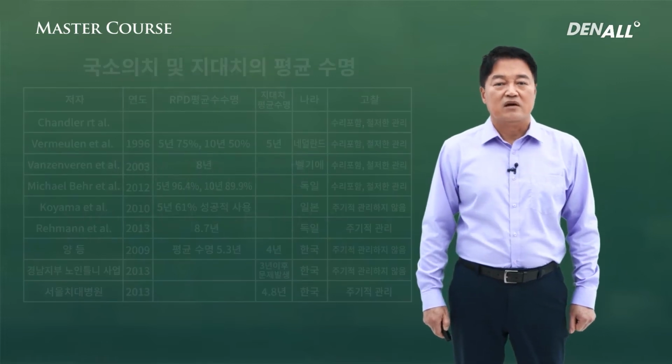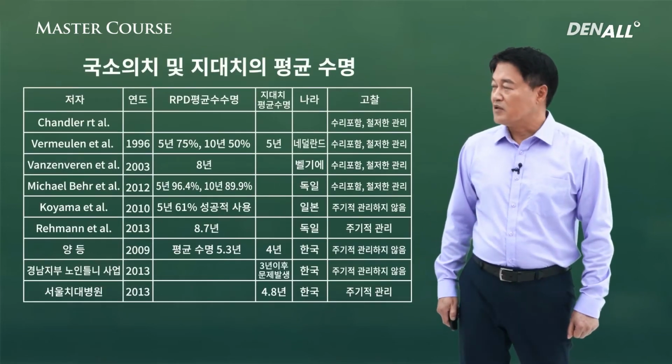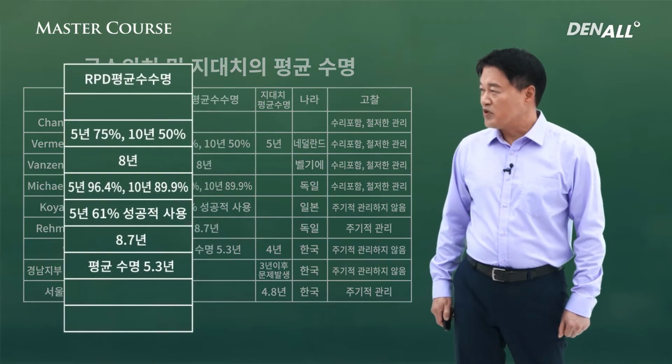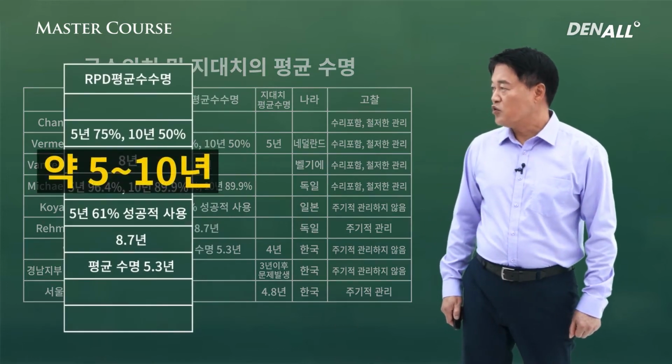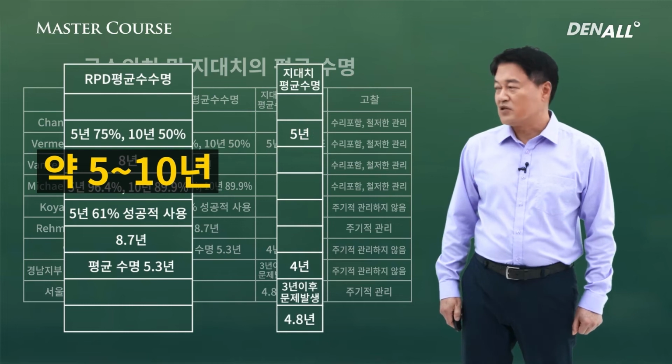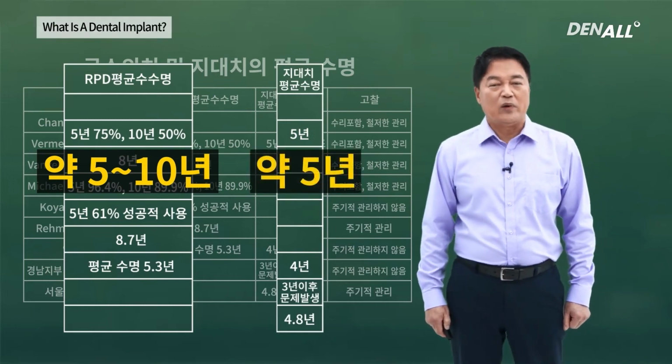If you look at the multiple literature, RPD's average lifespan is approximately 5 to 10 years, and for abutment, it's approximately 5 years, so it's shorter.